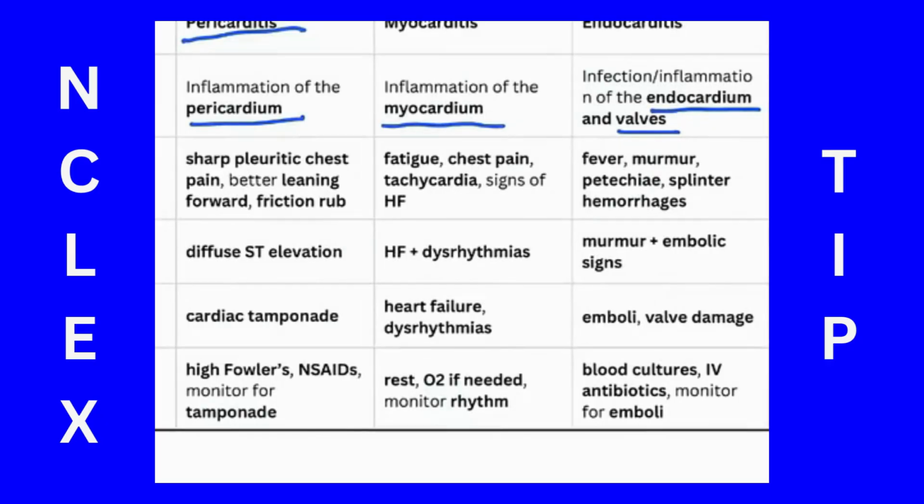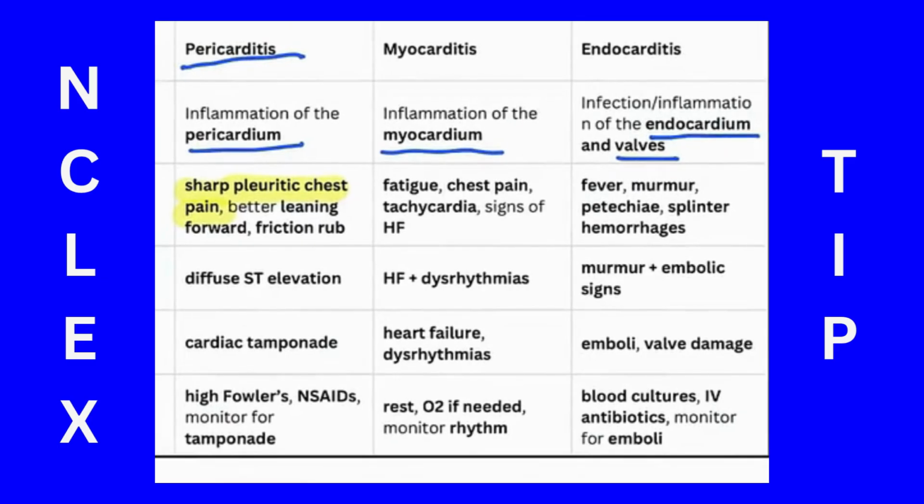So what are the NCLEX clues that you need to know when it comes to these three complications of myocardial infarction? The first thing is there is a sharp pleuritic chest pain that's always associated with pericarditis. And then the patient usually feels better when it comes to this pleuritic chest pain if they lean forward. They're also going to feel friction rub. Whereas in myocarditis, you're going to have fatigue, you're going to have chest pain and tachycardia. And remember, because it's in the myocardium, you're going to see signs and symptoms of heart failure.